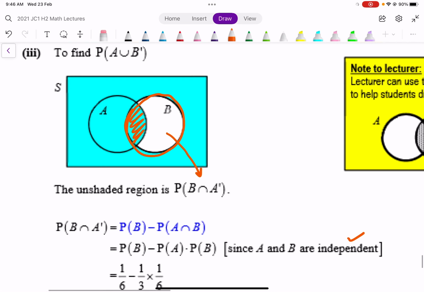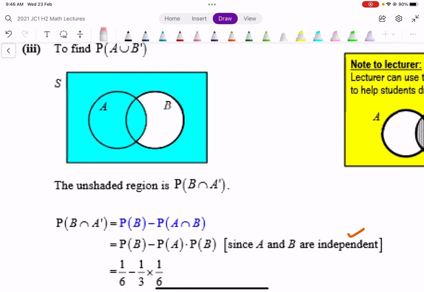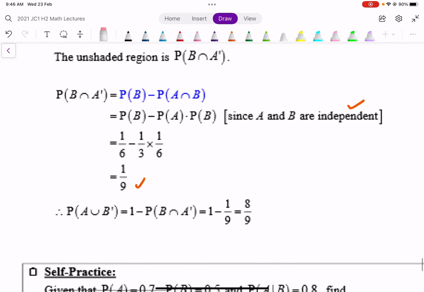And bearing in mind that just now we said that the required probability is actually the complement set of B intersect A prime. So I take the total probability, which is 1, and then I minus away what I found.